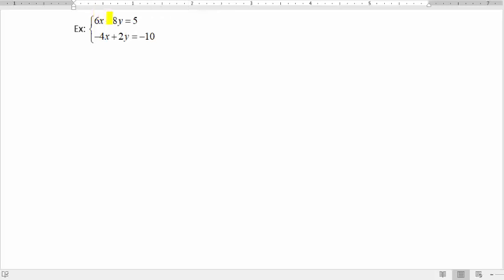So what I'll do is I'll look at the y's and I'll say, all right, my coefficients are negative 8 and 2. So what's the least common multiple of 2 and 8? So the LCM of 2 and 8 is 8. So what that means is that negative 8y can stay as it is. So I don't even need to multiply that top equation by anything. So I just want to turn that 2y into a positive 8y, so then it'll cancel out.